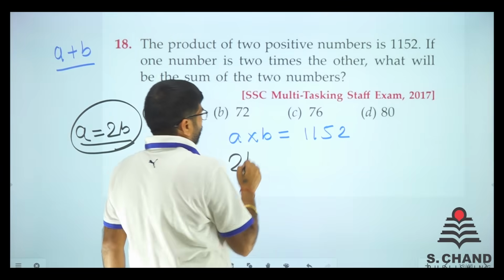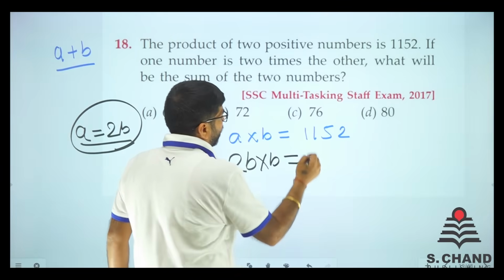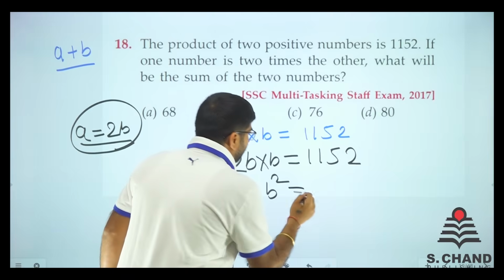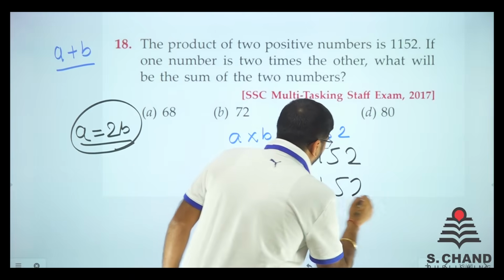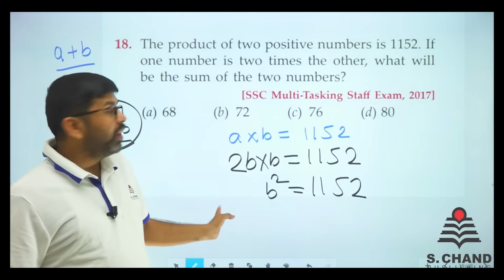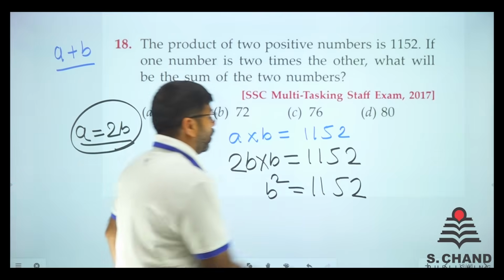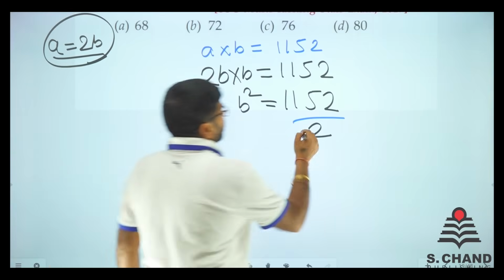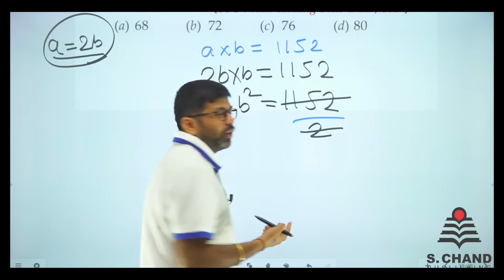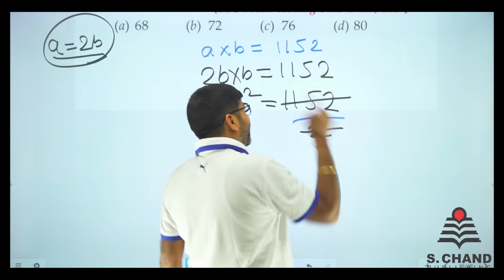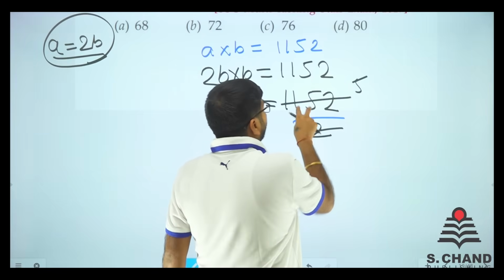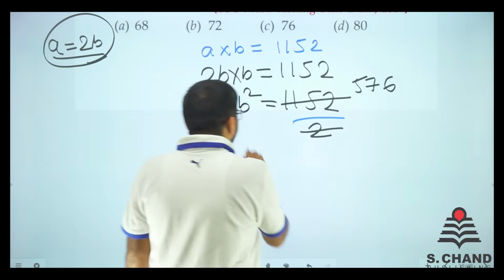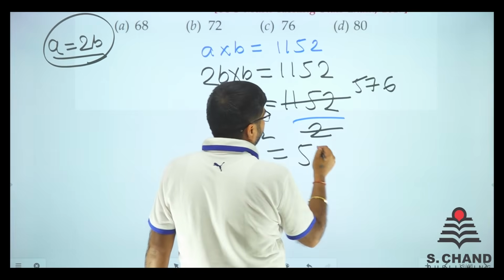So what I'll do is 2B into B is equal to 1152. Now B into B is B square, so 2B square is equal to 1152. Now this 2 is multiplied, and when it goes to the other side of the equal sign, it gets divided, right? So just divide it. 1152 divided by 2 is 576. So B square comes to 576.